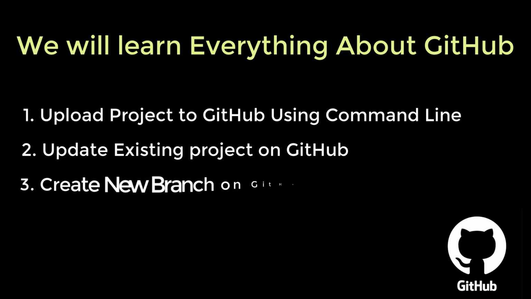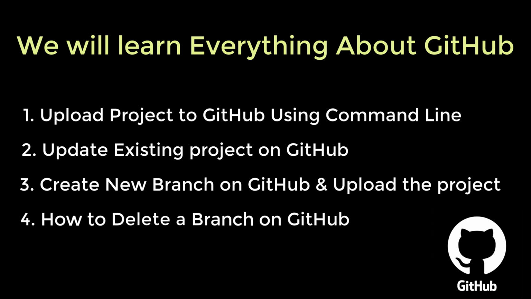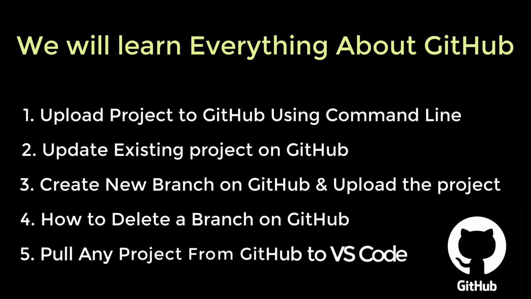Then I'm going to show you how you can create a new branch on GitHub and upload the project, and also how you can delete the branch as well. At the end, we're going to see how we can pull any project from GitHub to Visual Studio Code. I will show you everything step by step from the very beginning. So let's get started.